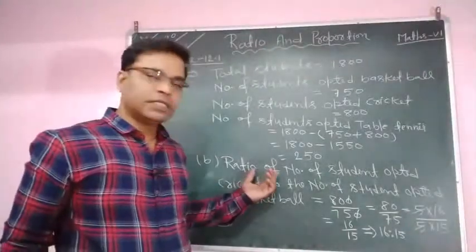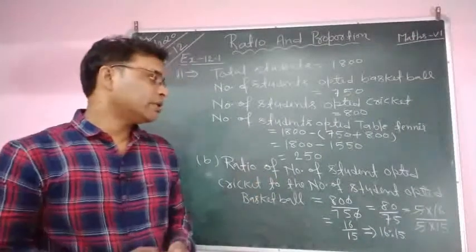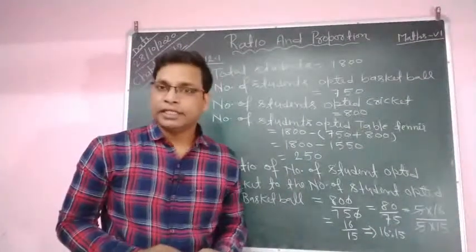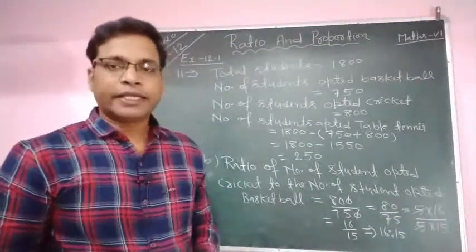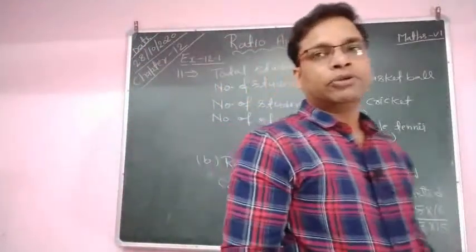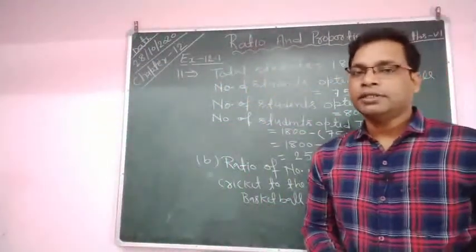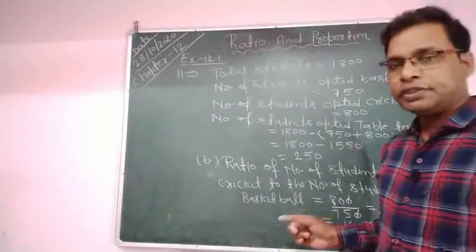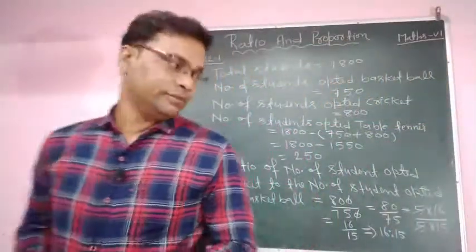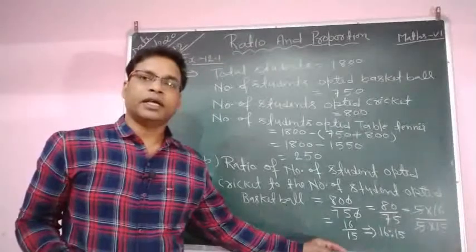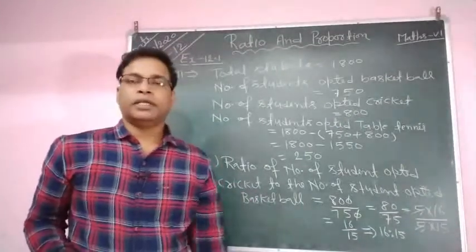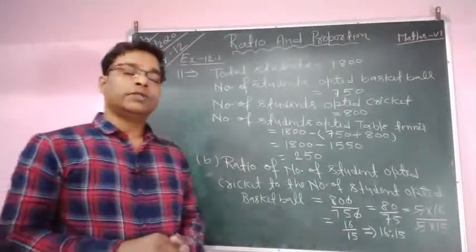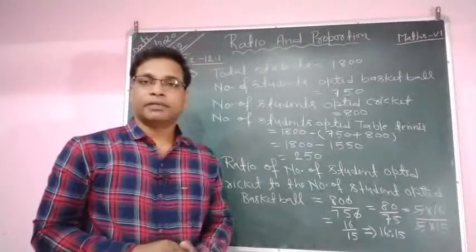Okay, so in this way you can see we find the ratio of the number of students who opted for cricket to the number of students who opted for basketball. The number of students who like cricket is 800 and the number who like basketball is 750. If you simplify this, you obtain 16 by 15, or you can say 16 ratio 15. This is the ratio of the number of students who opted for cricket to the number who opted for basketball.